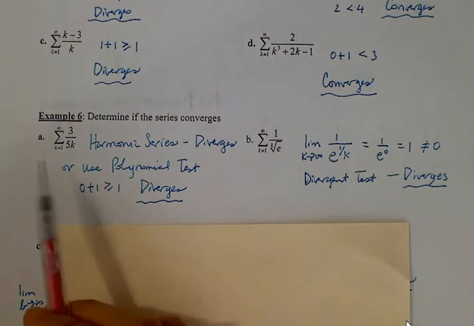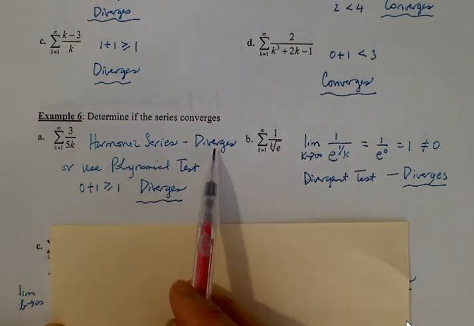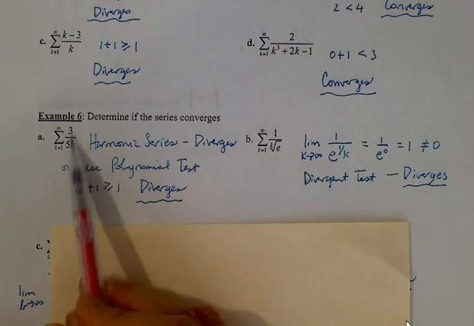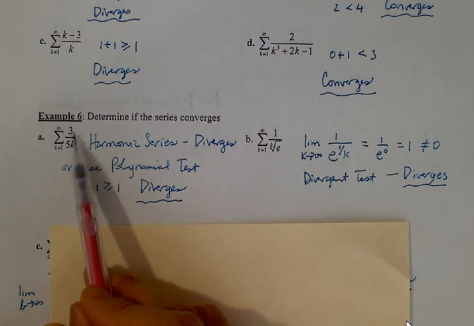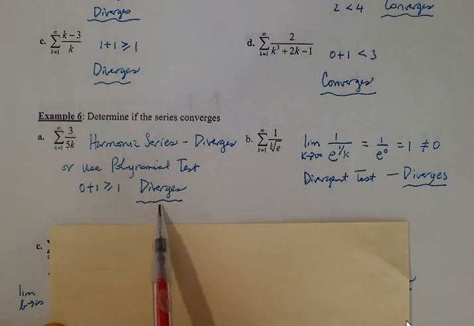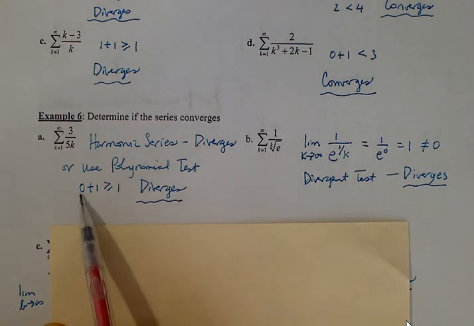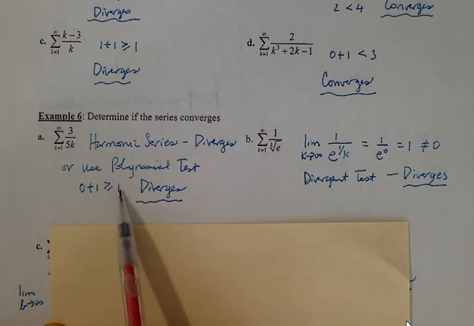Okay, so for A, this is a version of the harmonic series. So it diverges. This 3 and the 5 will not have any effect in the long run, and so it's the same as 1 over k, and so it diverges. I can also use the polynomial test and show that it also diverges. So the numerator's power is 0, and then I add 1, and that is greater than or equal to the denominator's power of 1.